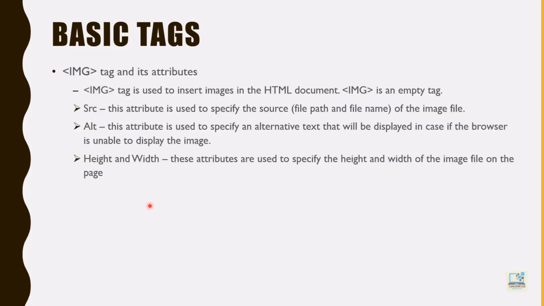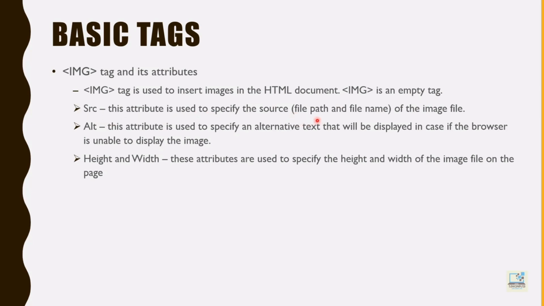Now let us discuss image tag and its attributes. Image tag is used to insert images in the HTML document. Image is an empty tag. SRC is the first attribute. This attribute is used to specify the source of the image file. Source means the file path and the file name.